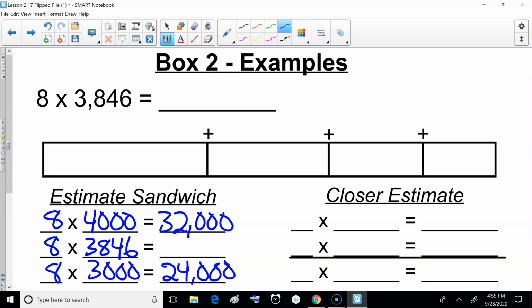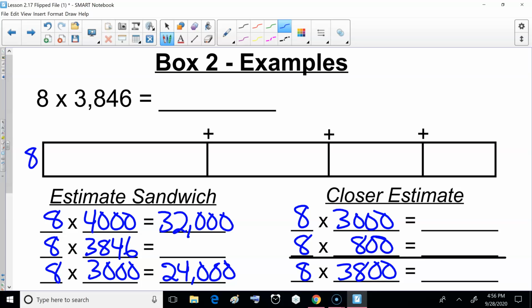What they talked about is making a closer estimate. So instead of rounding to the thousands like I did in our estimate sandwich, I'm going to round to the nearest hundred. So that means I'm going to have 8 and 3,800. If I look at the 3,846, I look at the 4. 4 makes it stay the same. So this would be 8 times 800. So you really are getting the answer of what is 8 times 3,800. So let's use our area model to help us out here. That can give us the answers.